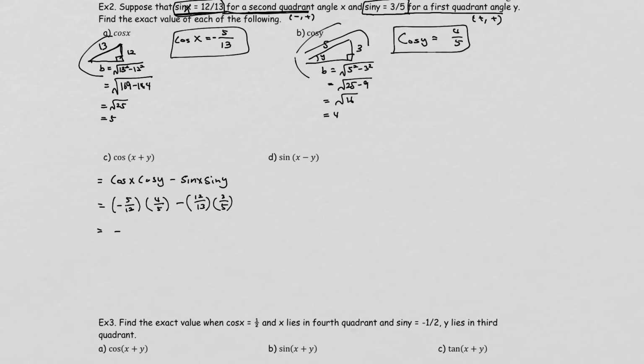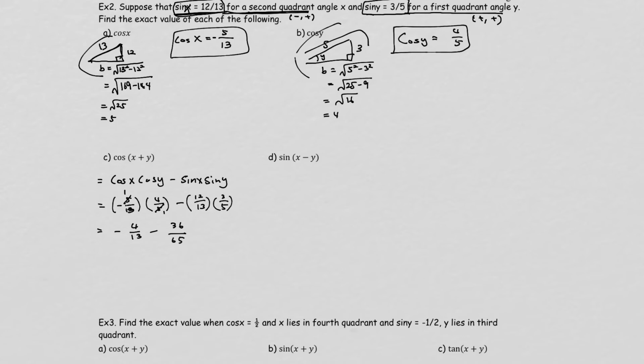This is 13. You're going to cancel out the common factors before you multiply, so you don't have to deal with the large number. So you get 4 over 13. And minus, let's see any other comments. There are no comments. So when you multiply, 12 times 3, 36. 13 times 5, 65.